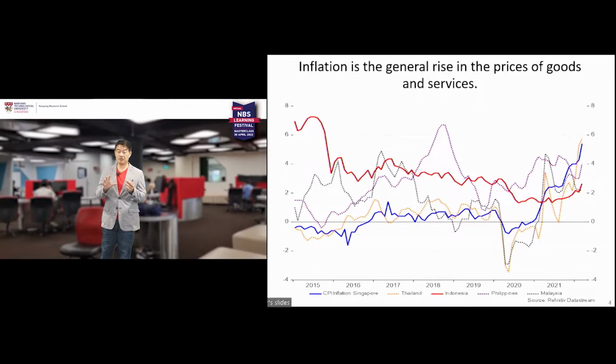Now, what you notice, of course, is that inflation has more or less been rising quite steadily across these countries since about, I would say, maybe 2021. And of course, you look at inflation in the case of Singapore, compared to what has happened in the last 6 years, it's at its highest ever. The same can be said about Thailand, which is at its highest ever.